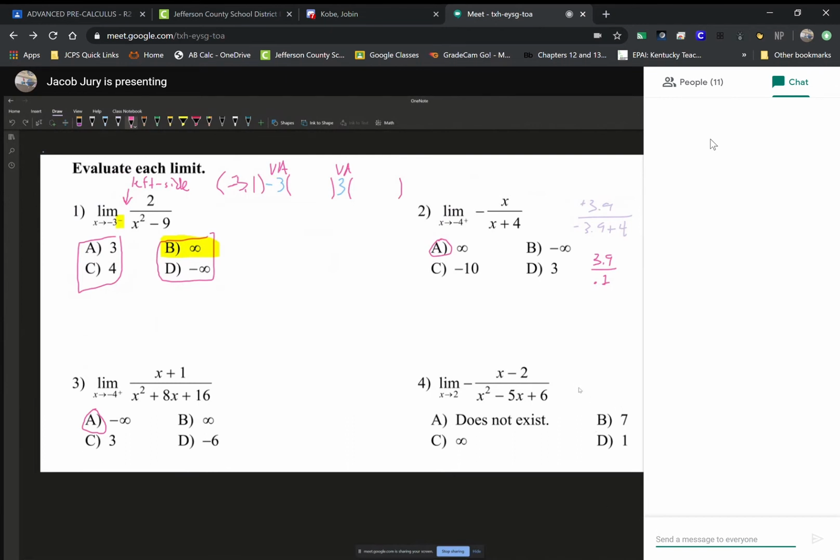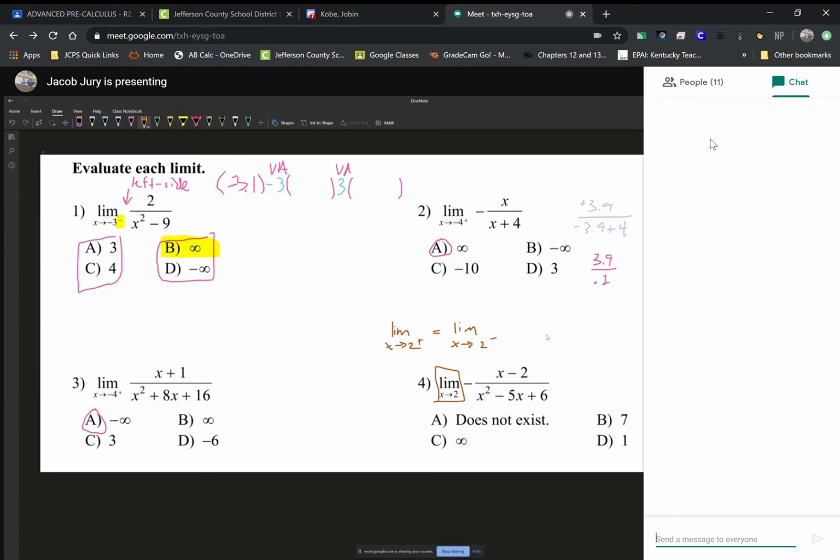For number 4, this one is different, so I'll show you all what's different about this one. This is asking for a limit at a value. So this type of limit requires the left side limit to equal the right side limit. And I know some of you all remember this, but probably a lot of us have forgotten. So as x approaches 2 from the right, that needs to be equal to the limit as x approaches 2 from the left. So the y values on the left and the right have to equal each other.